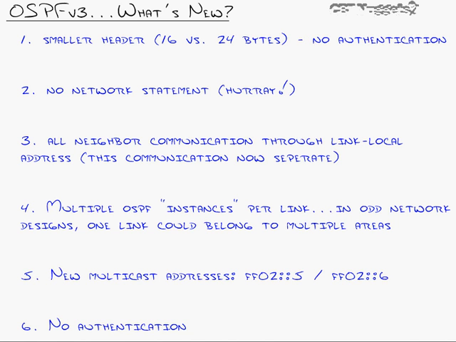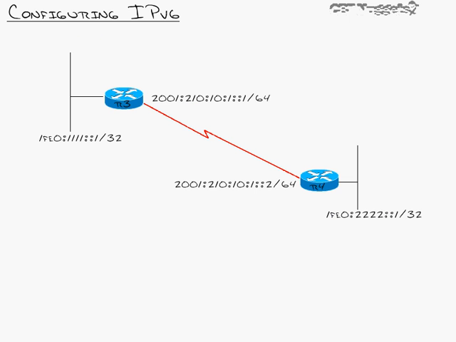Number 5, new multicast addresses. Instead of 224.0.0.5 and 6, we now have FF02::5 and FF02::6. Those are going to be to all OSPF routers as the 5, and then the DR and BDR as 6. No authentication, I mentioned that up top. The header is smaller because there is no authentication.